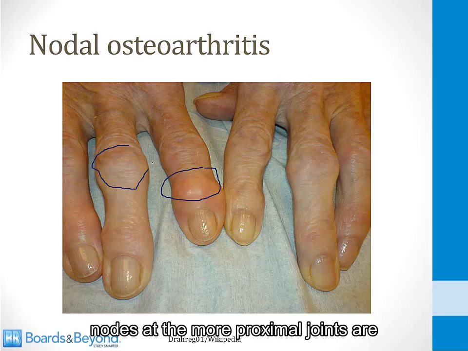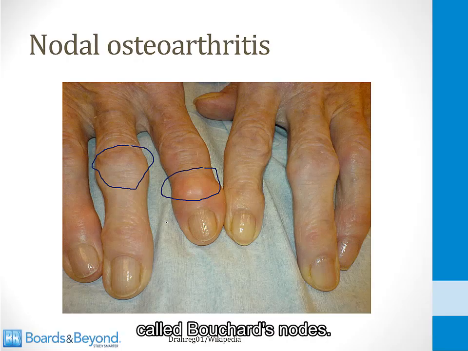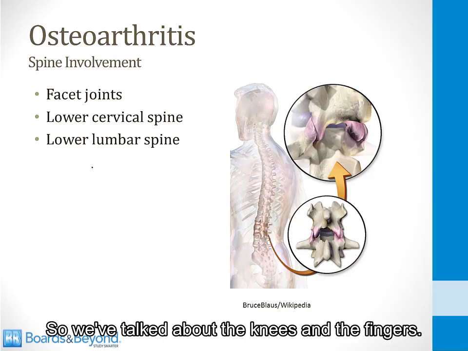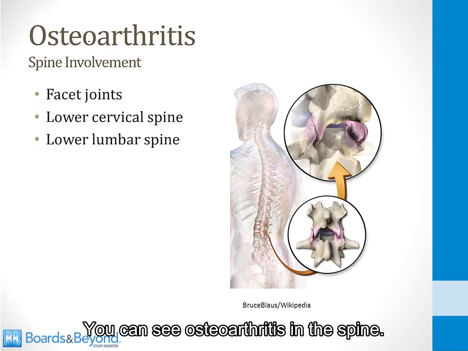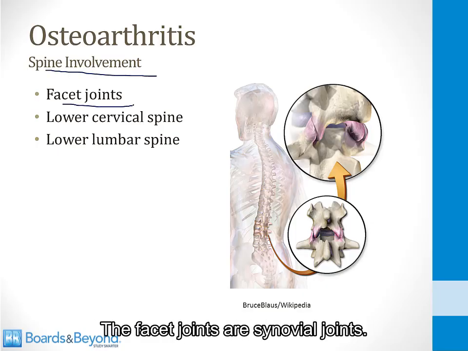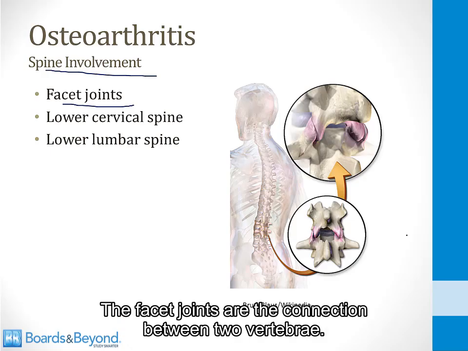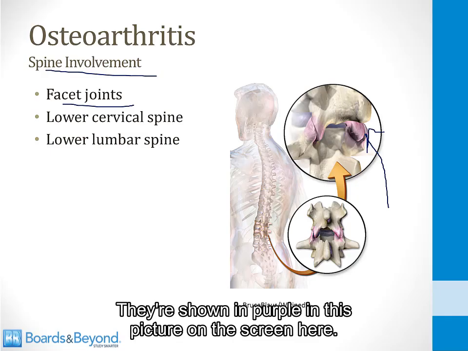Nodes at the more proximal joints are called Bouchard's nodes. So we've talked about the knees and the fingers. Now I'll run through some of the other joints where osteoarthritis can develop. You can see osteoarthritis in the spine. The facet joints are synovial joints. The facet joints are the connection between two vertebrae. They're shown in purple in this picture on the screen here.